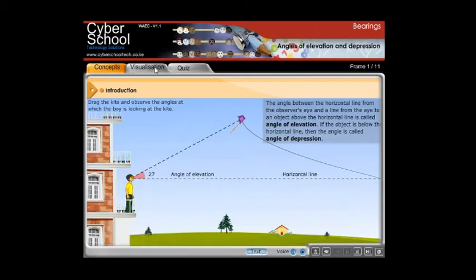Trigonometry has wide application in calculating the heights of buildings and distances of objects from the building, etc. The angle between the horizontal line from the observer's eye and the line from the eye to the object above the horizontal line is called angle of elevation. If the object is below the horizontal line, then the angle is called angle of depression.